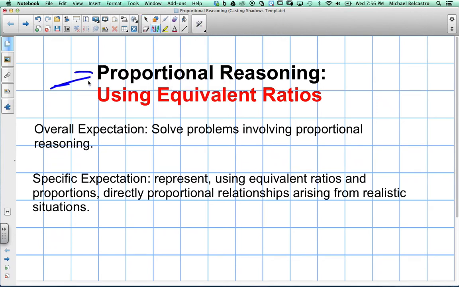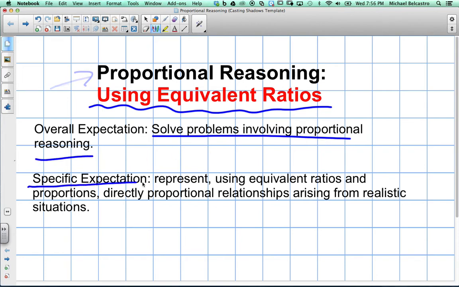We're looking at proportional reasoning, and the method we're going to use is equivalent ratios to solve this question. The overall expectation is to solve problems involving proportional reasoning, and the specific expectation is to represent, using equivalent ratios and proportions, directly proportional relationships arising from realistic situations.